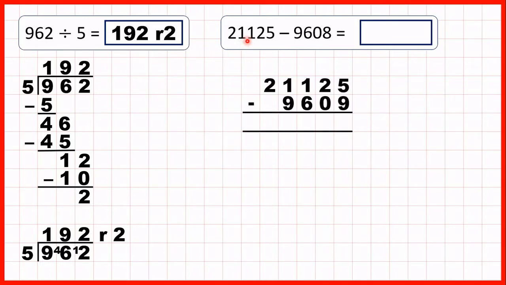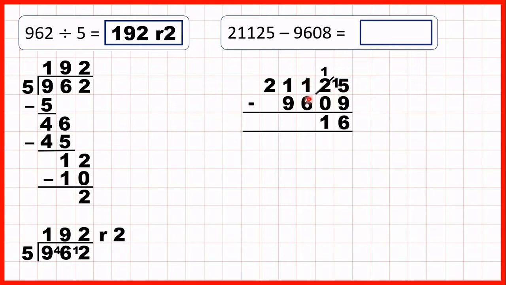Now 21,125 minus 9,608. So we can set this out as a column subtraction, making sure we've got the digits lined up on the right hand side. We can't do 5 minus 9, so we go to the left, 1 less, 1 in front. 15 minus 9 is 6, 1 minus 0 is 1.